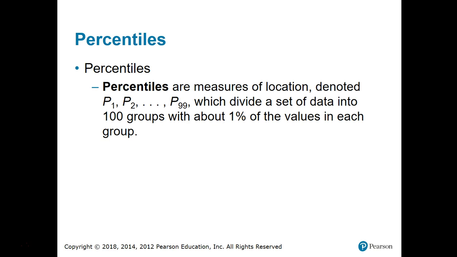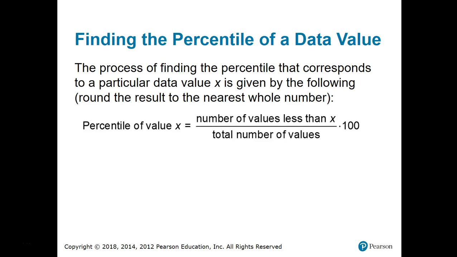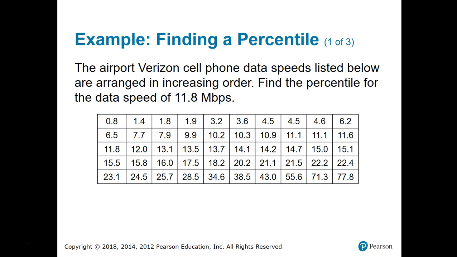Percentiles 1 through 99 divide a set of data into 100 groups, with about 1% of the values in each group. The percentile of a value is the number of values less than x divided by the total number of values, times 100.